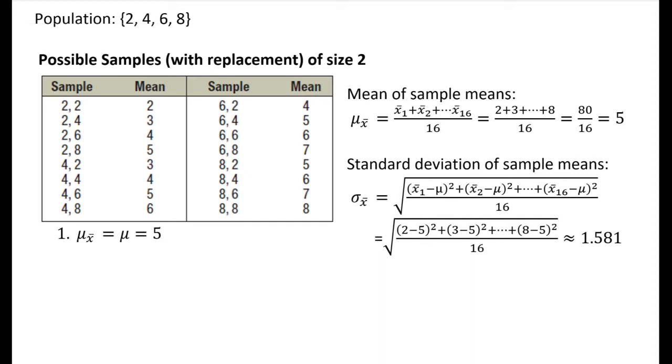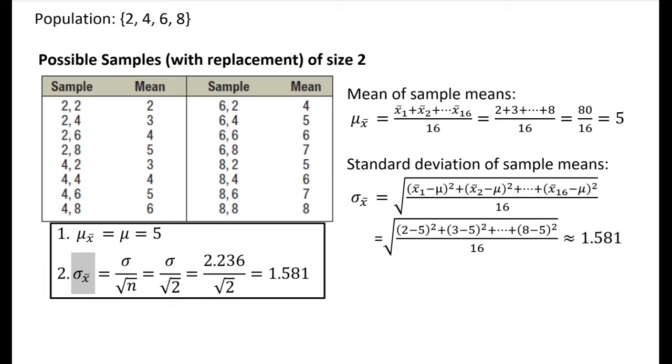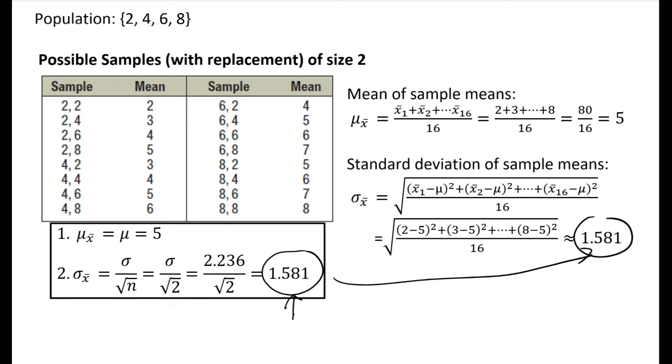The first property is that the mean of the sample means is equal to the population mean, which is 5. It worked out. The second property, the standard deviation of the sample means is smaller than the original standard deviation, and it's given by sigma divided by square root of n. The original sigma was 2.23-ish. Divide that by the square root of 2 because our sample size is 2, and we get our exact same standard deviation. So basically we can calculate this standard deviation by just using this formula.